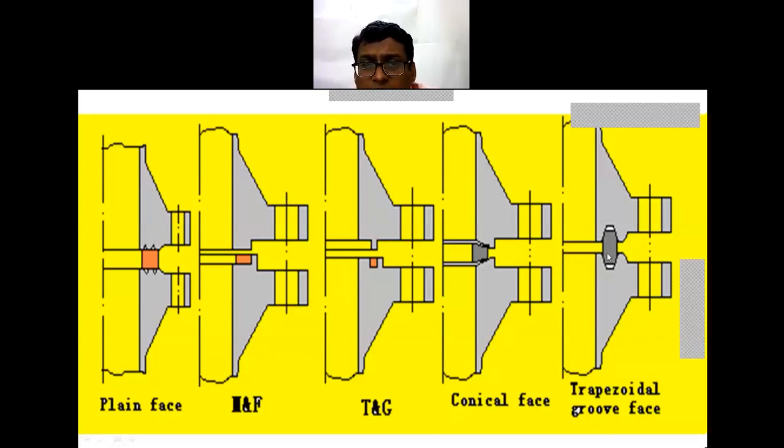So in between this tongue and groove, one is the groove and the other is the tongue. In this case, the trapezoidal groove, both the sides you are having the groove, or sometimes the ring can also be used. This is a trapezoidal shape that is provided, or a circular shape, or a hemispherical shape. Half hemisphere is on this side and half hemisphere is on this side. In between that, you can provide a ring also. So that ring type is cheaper than this trapezoidal groove face flanges.